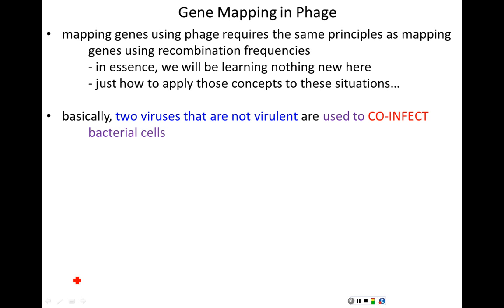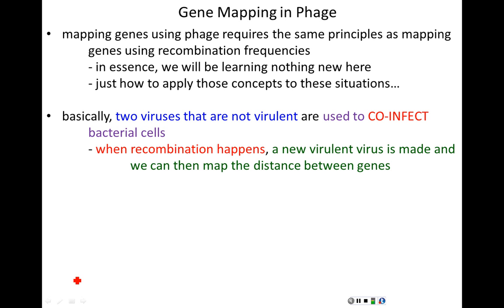So let's consider this scenario. We have two viruses. Each is mutated in such a way that it can no longer cause infection. And so we have two viruses that are not virulent because of their mutations. And we use these two viruses to co-infect a bacterial cell. In other words, we infect a bacterial cell with both of these mutant viruses, neither of which is capable of launching an infection, simultaneously. When recombination happens, a new virus will be made that contains no mutations.